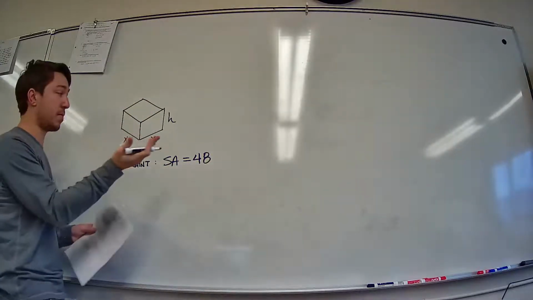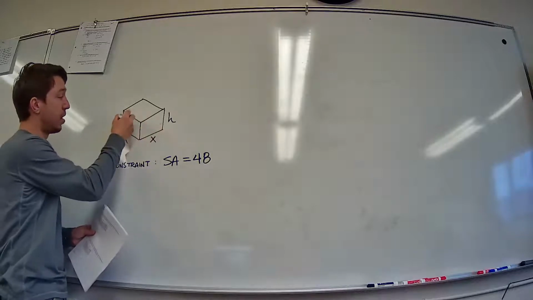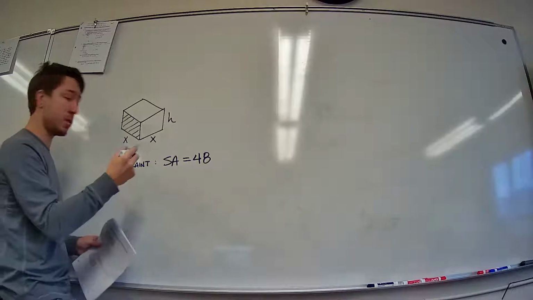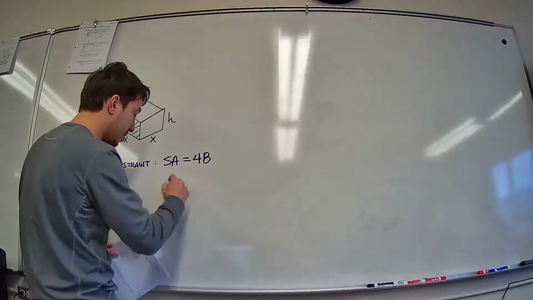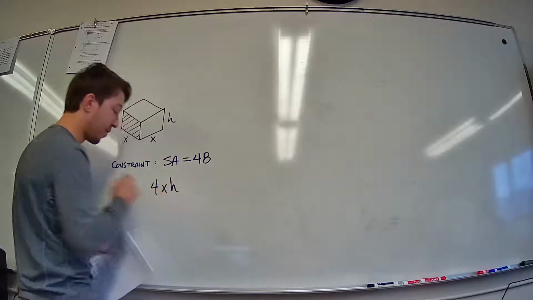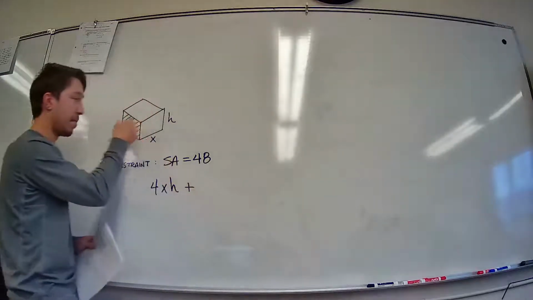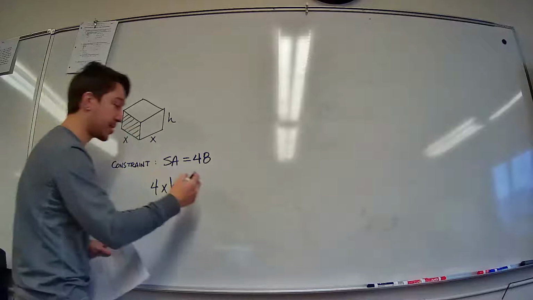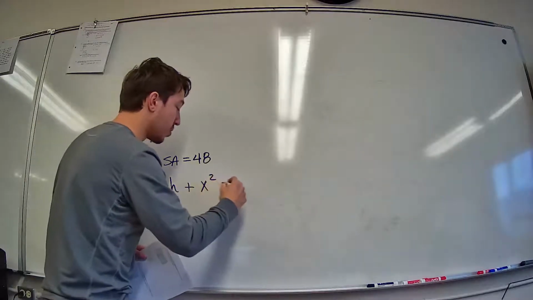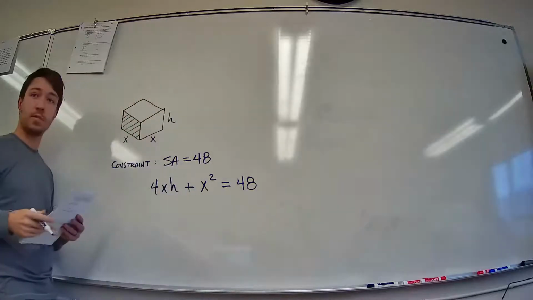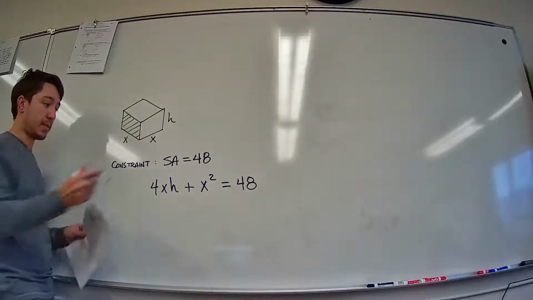So if you got the formula, that's awesome. The formula for surface area would be, there are 4 of these faces, and these faces are x by h. So I'd say x times h times 4, and I'm missing one thing. Don't forget the bottom of the box. The bottom of the box has x squared. So that's the constraint.